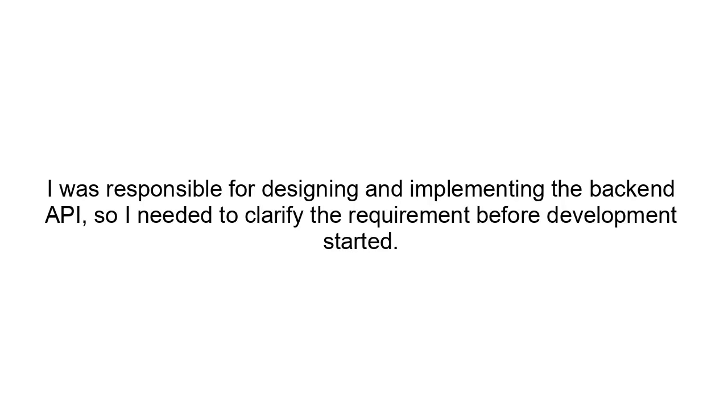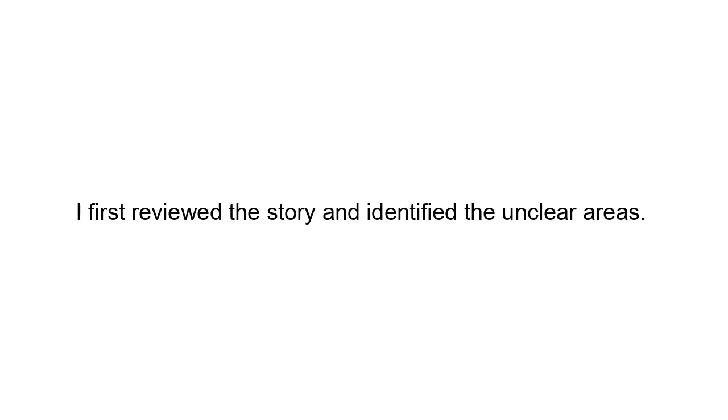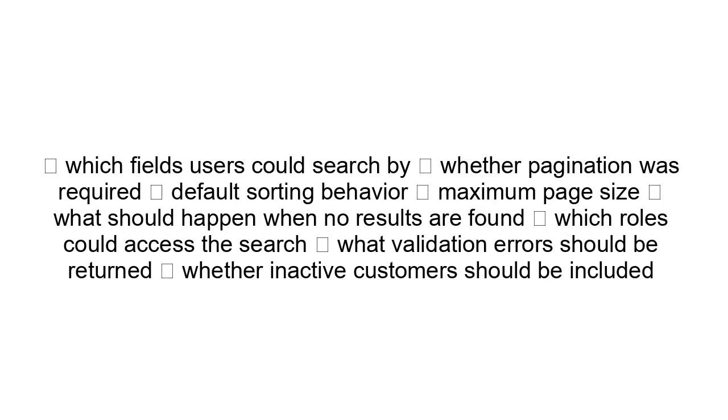Task: I was responsible for designing and implementing the backend API, so I needed to clarify the requirement before development started. Action: I first reviewed the story and identified the unclear areas. The unclear areas included which fields users could search by, whether pagination was required, default sorting behavior, maximum page size, what should happen when no results are found, which roles could access the search, what validation errors should be returned, and whether inactive customers should be included.